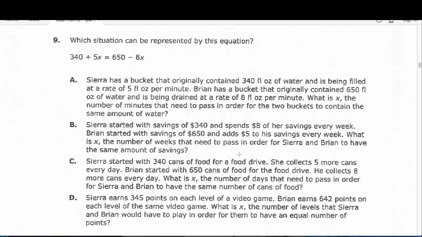D. Sierra earns 345 points on each level of a video game. Brian earns 642 points on each level of the same video game. What is x? The number of levels that Sierra and Brian would have to play in order for them to have an equal number of points.